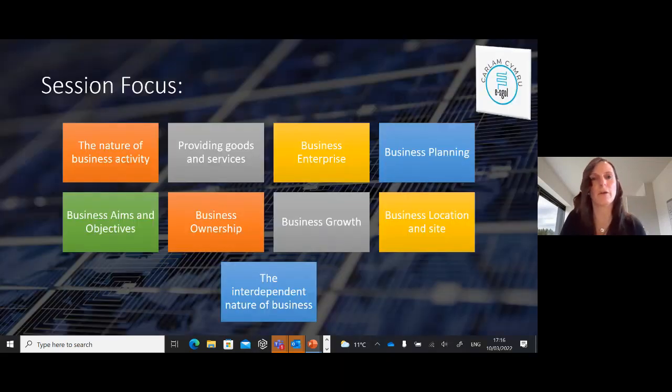So the session focus, I'm going to try, if I can, to get every single bit of business activity into this session if I've got time. So we're going to be looking at the nature of business activity, providing goods and services, business enterprise, business planning, business aims and objectives, business ownership, business growth, business location and site, and the independent nature of business is what we're going to try and cover this afternoon.